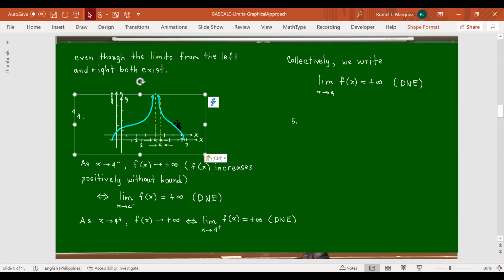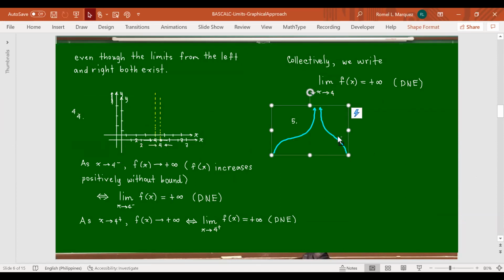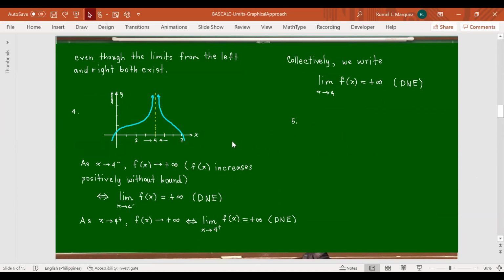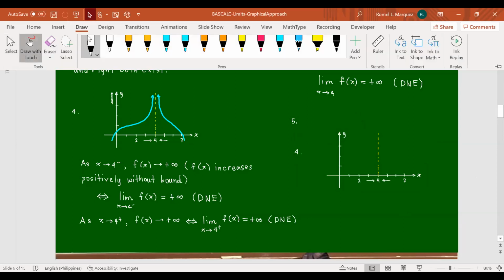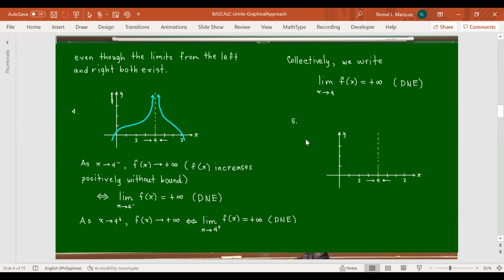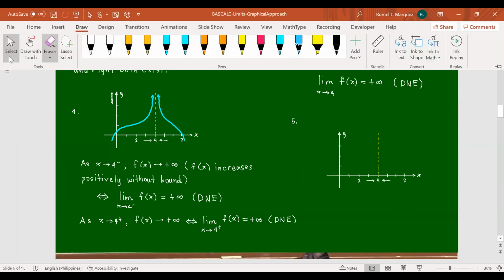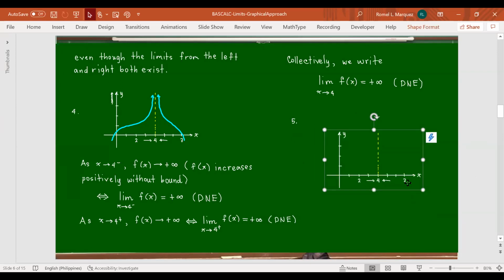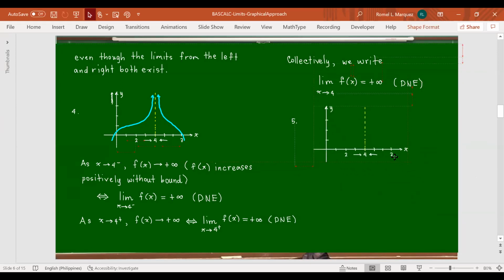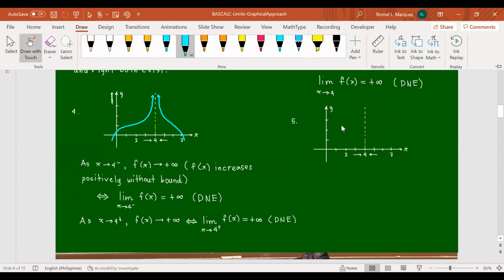What about number 5? Let's have number 5. Sorry. Erase this number 4. And then, okay, so let's have this. Let's say I have this graph.